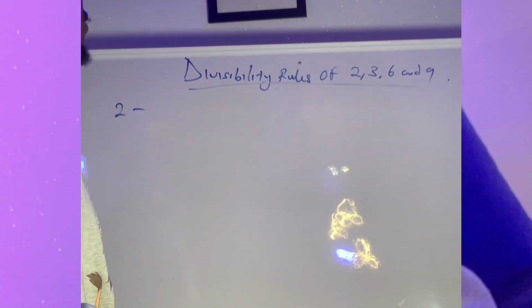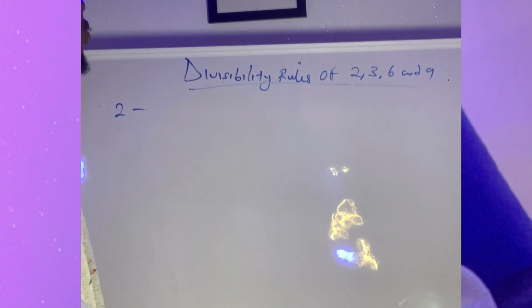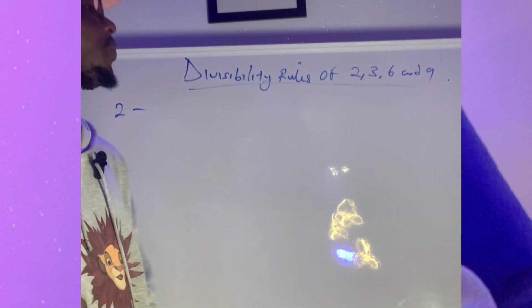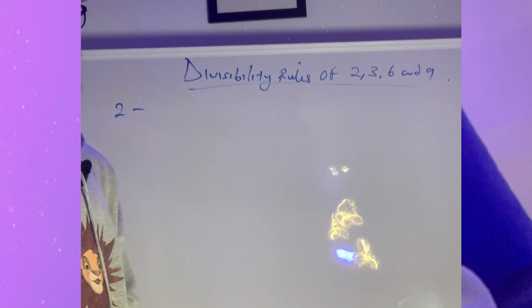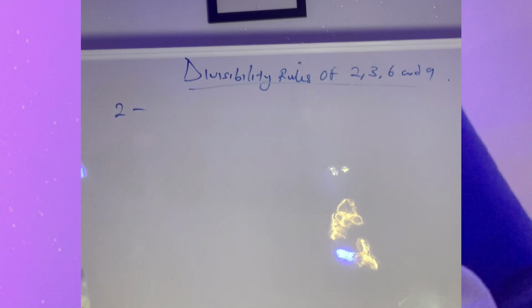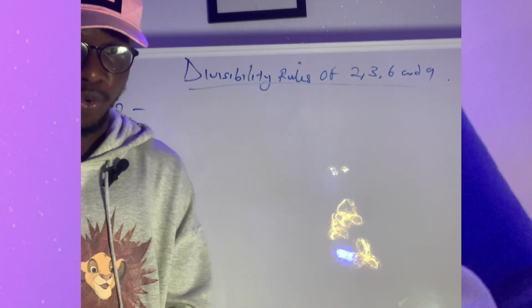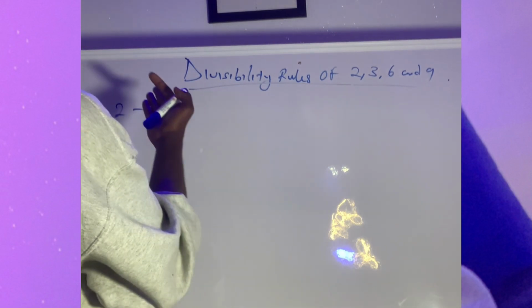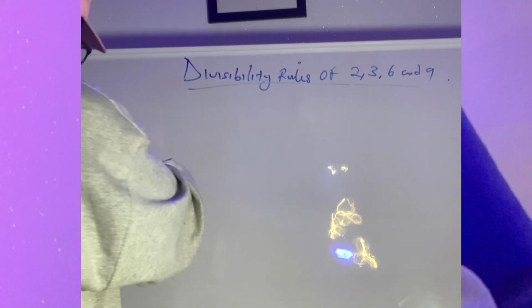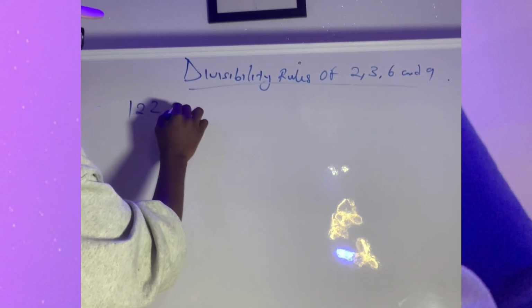So we'll be looking at the divisibility rules of 2, 3, 6, and 9. The divisibility rule of 2 tells us that if the number we want to divide ends with an even number, examples of even numbers are 2, 4, 6, 8, 10, 12, or it ends with a 0, then that number can be divided by 2.